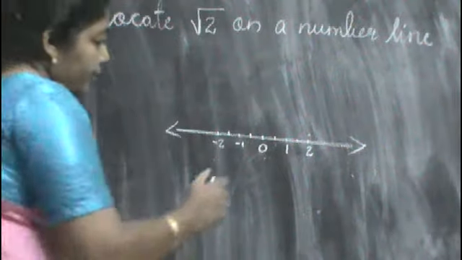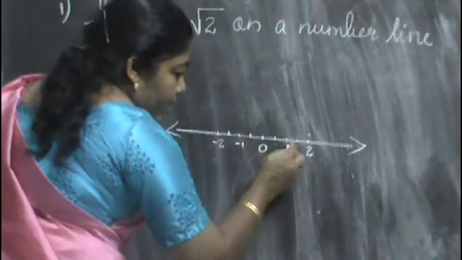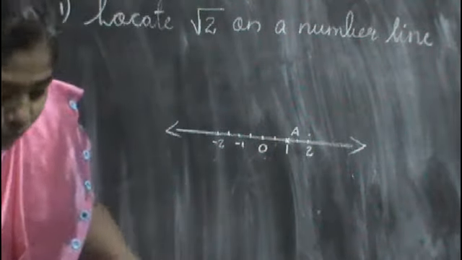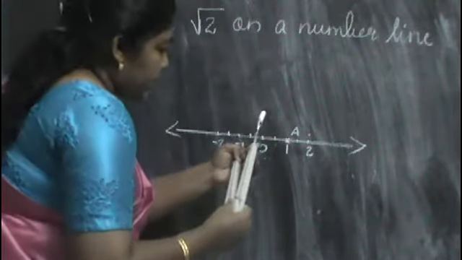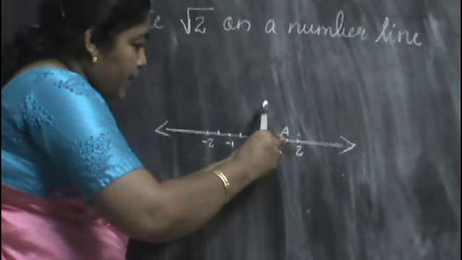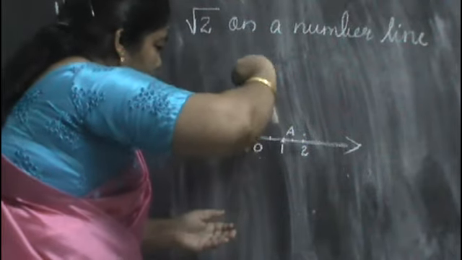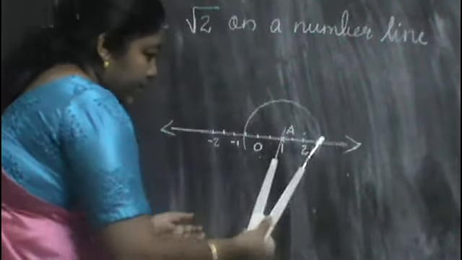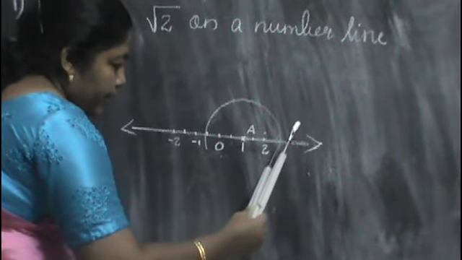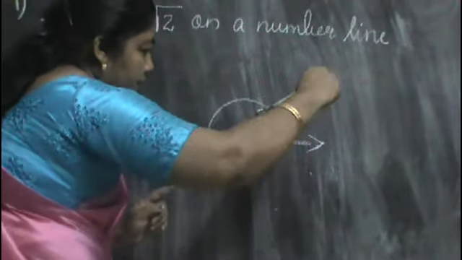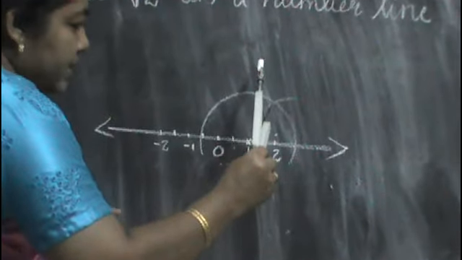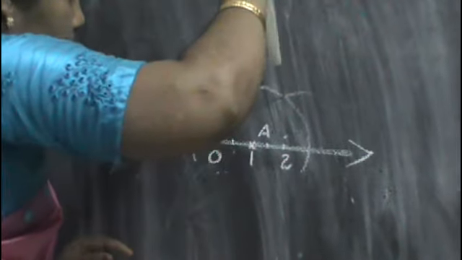Then we take 0 to 1 and mark it as A. From A we have to draw a 90 degree angle. All of you know how to do this. From 1 we draw an arc like this, and this arc intersects the line at this point. From here, using the same measurement, draw an arc. This arc represents 60 degrees. From the 60 degree point we draw one more arc.